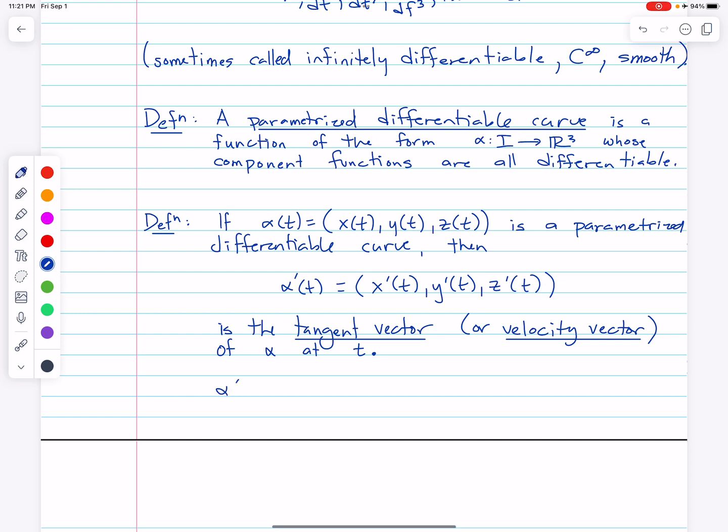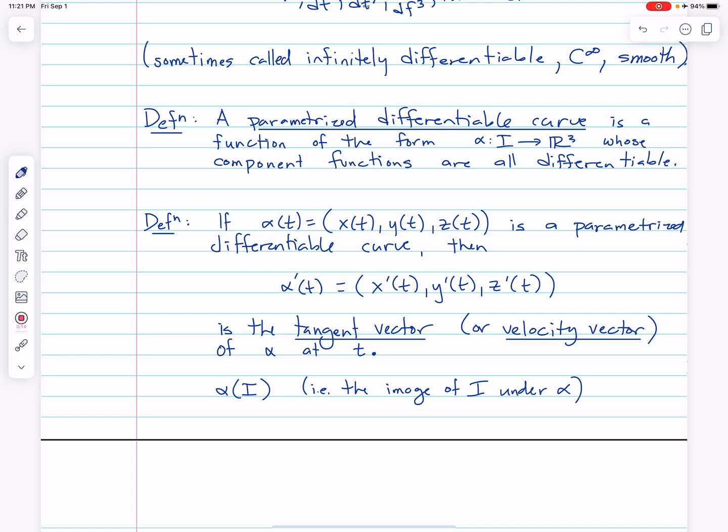Okay, we call alpha of I, so if I take my whole interval and I plug it into alpha, in other words, this is just the image of I under alpha, this is called the trace of alpha. Okay? Oftentimes it's sort of tempting to think about the function and the image of the function as being the same thing, especially in a situation like this with a curve, but it's not entirely correct.